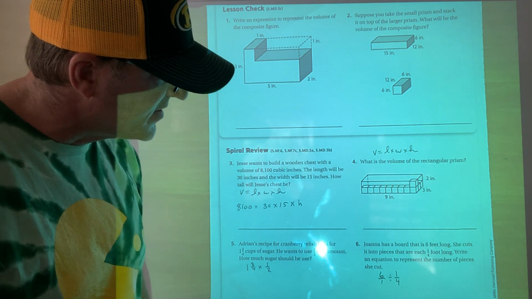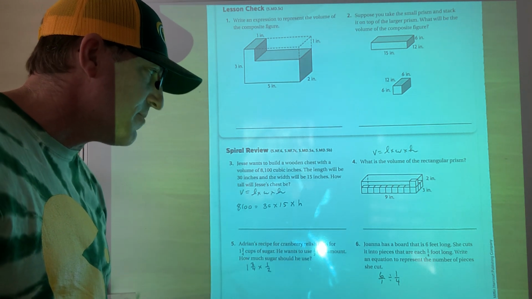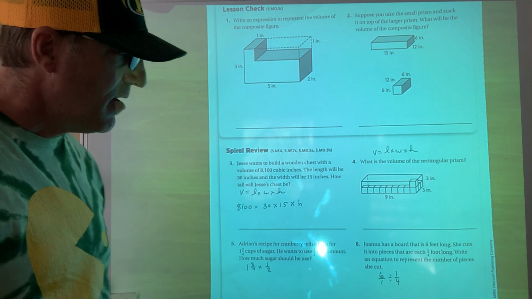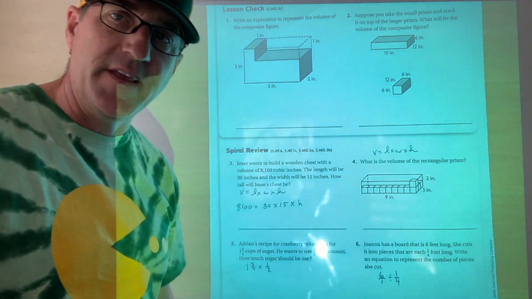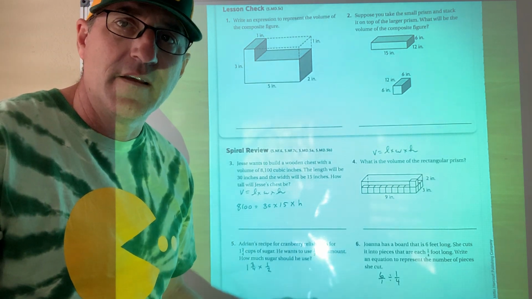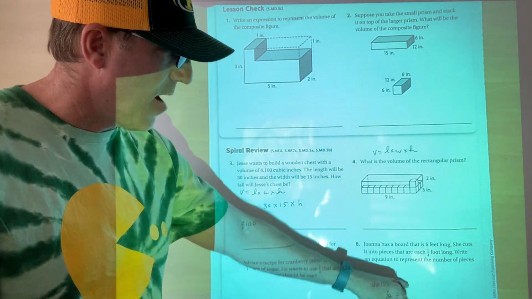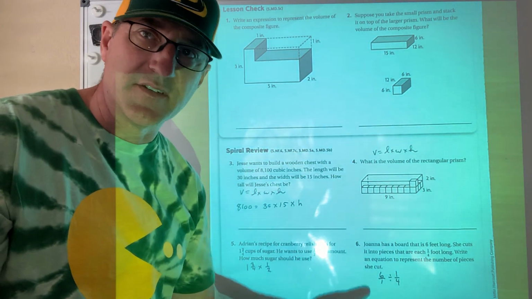Joanna has a board that is 6 feet long. She cuts it into pieces that are each 1/4 of a foot long. Write an equation to represent the number of pieces she cut. Remember, that's 6 feet divided into quarter feet. So it's 6 divided by 1/4. And then keep it, change it, flip it, and you're going to get an improper fraction with 1 as the denominator, so it's just that top number.